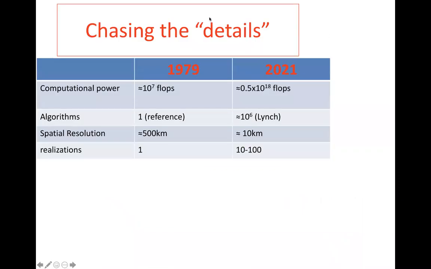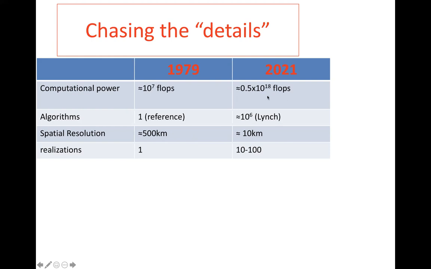So what have we been doing? What we've been doing is chasing the details. This is a comparison over the last, actually a bit over 40 years now. The first serious climate models, when we first came up with the result that if we double CO2, we have a change of temperature between 1.5 and 4.5, come from models dating from 1979, a US Academy of Science report based on the early climate models. At that time, we had roughly 10 to the 7 flops of computer power.